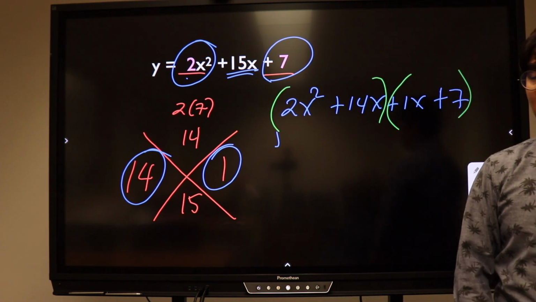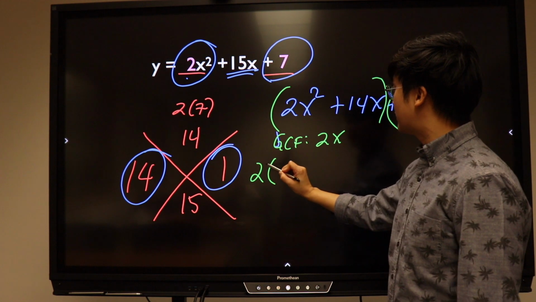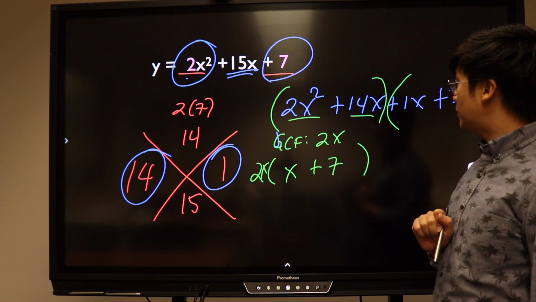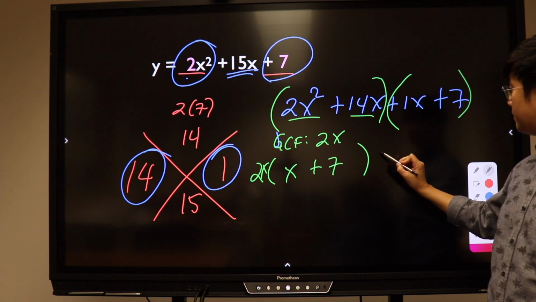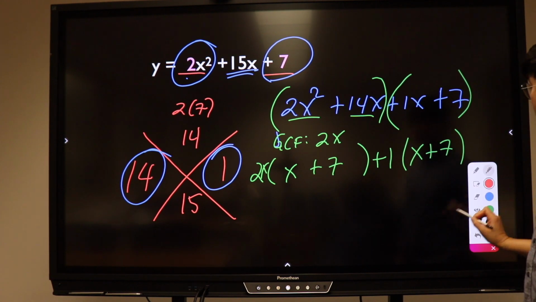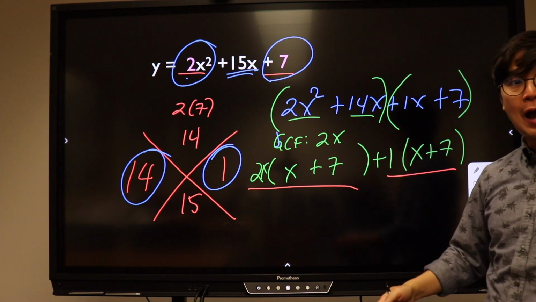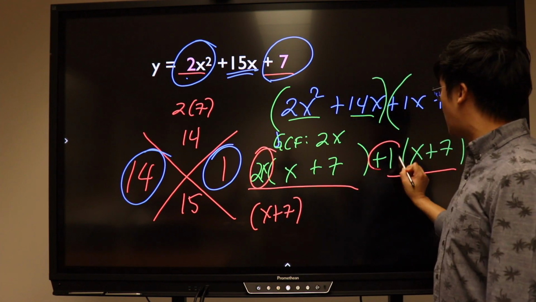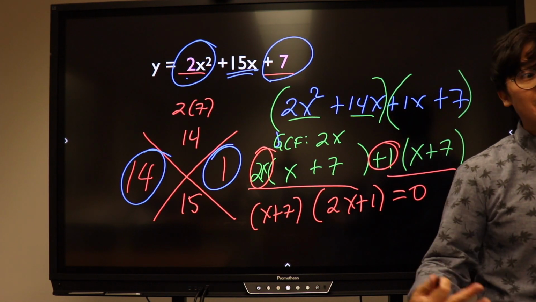we'll find its GCF. And the GCF of the first one, what? 2x. So if 2x is outside, what is left inside? x plus 7. And what about the GCF of the second group? 1. Positive or negative? Positive 1. And what is left inside? x plus 7. And what do you notice about the two terms? There's a GCF that is the same. So now we'll do the GCF all over again. So x plus 7 is out, and 2x plus 1 is in. And now we can solve for x because it's in factored form.